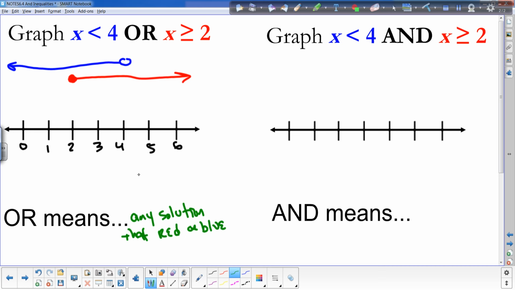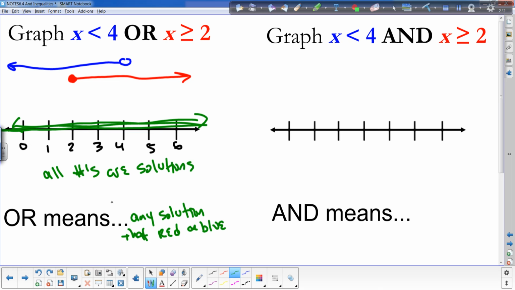So what numbers are solutions to the blue? Well, all these are solutions to the blue. But which solutions are solutions to the red? Well, all of these are solutions to the red. So basically, what is a solution to this one is the whole number line. The whole number line is red or blue. So then we say all numbers are solutions. So again, for an or, we were just looking at where it is red, where it is blue. Doesn't matter if it's both or one of them, as long as it's red or blue, then it's a solution. And now let's look at this one where it's an and.